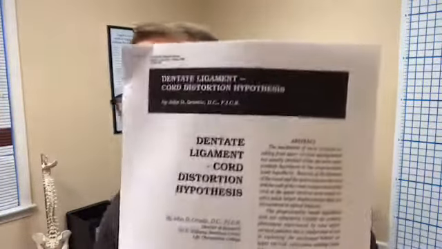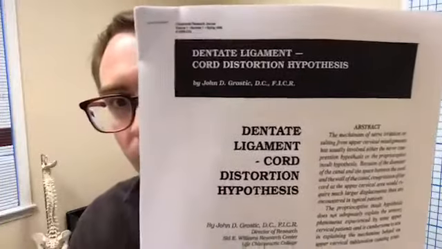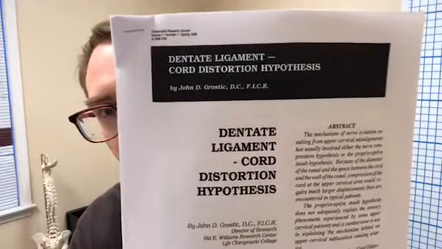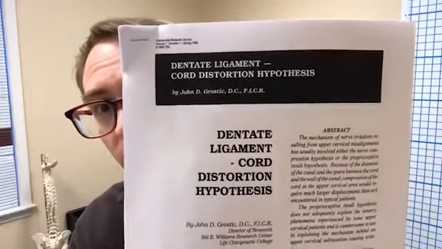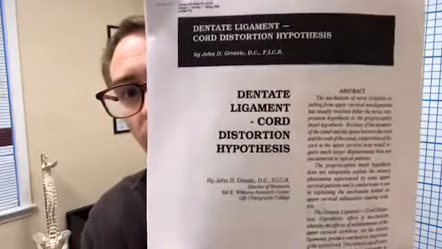the upper cervical spine, the atlas, is the most complex joint in the spine. It's also the most freely movable joint in the spine, but it houses your brainstem and the very important director of your nervous system. So, what I want to explain today is this paper that I'm highlighting, written in 1988 by John D Grostic, a highly respected doctor of upper cervical chiropractic care. It's called the Dentate Ligament Cord Distortion Hypothesis.